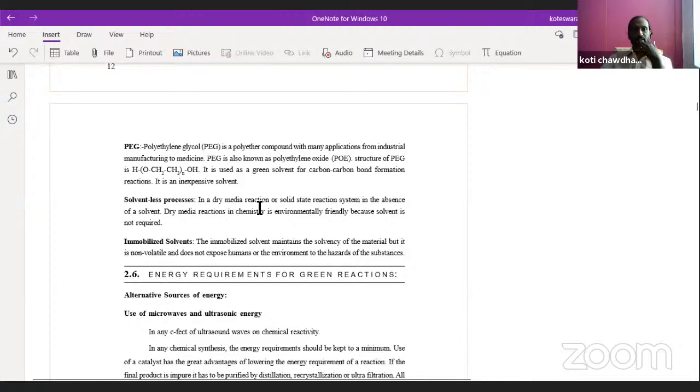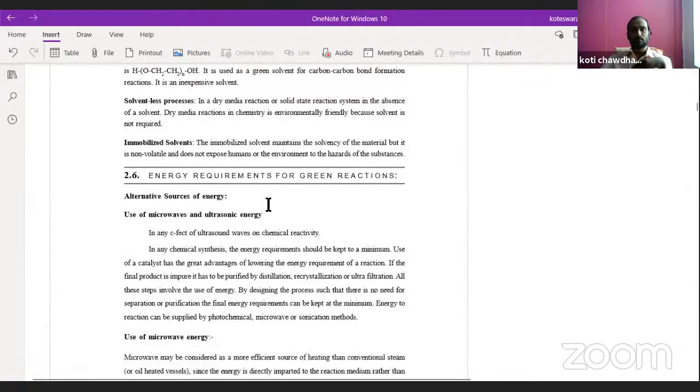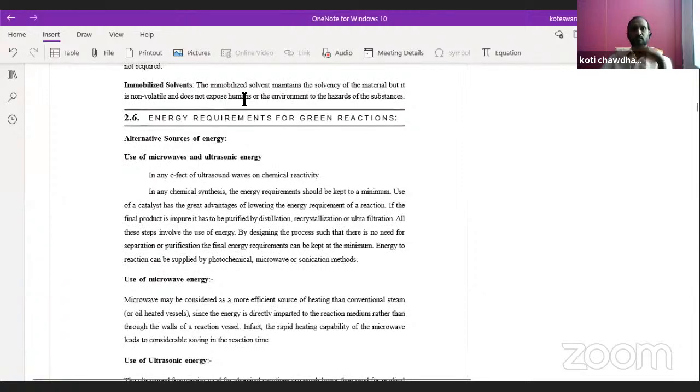For example, take simple reactions which are directly subjected to heat or photochemical conditions and lead to the product without using a solvent. Those are called solventless processes. Immobilized solvents are non-volatile, and when they are not volatile, they do not contaminate the environment. Therefore they are not exposed to human beings, so they are not hazardous substances.